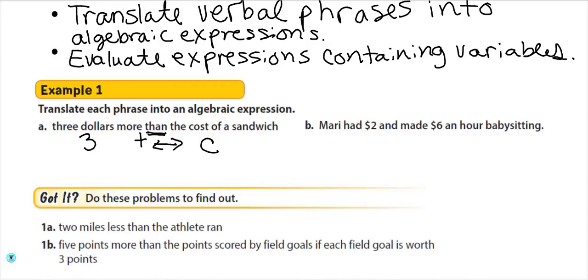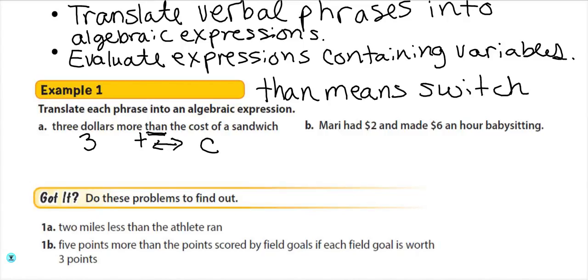All right, so let's make a little note here. Than means switch. That's the one that everyone tends to forget. So try to remember that as much as you can. The word than means to switch the order around. So instead of 3 plus C, we're supposed to switch the order around, so this is just C plus 3.